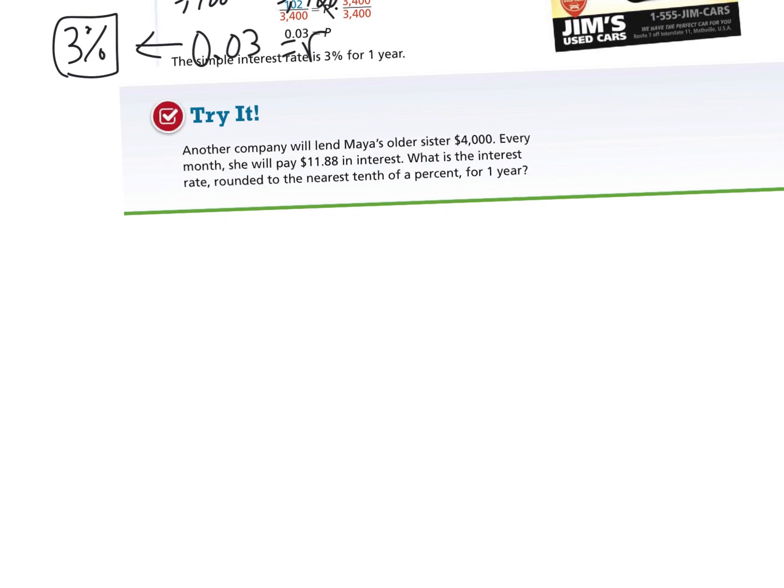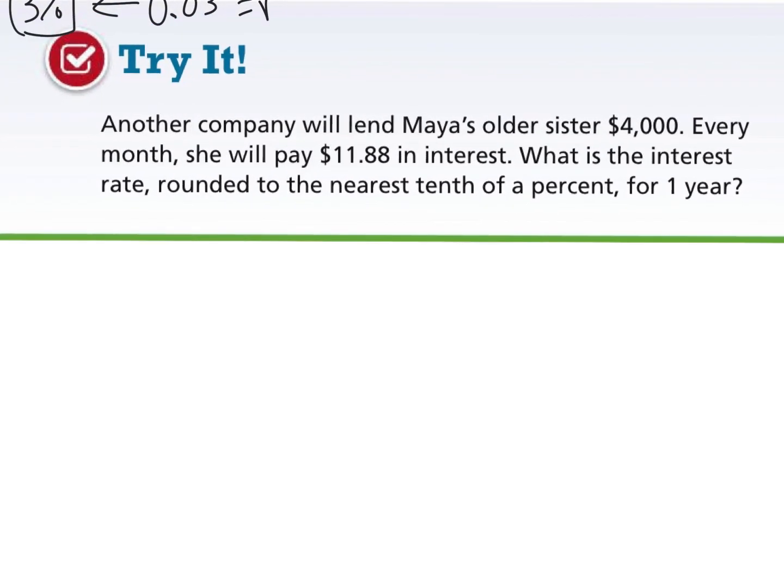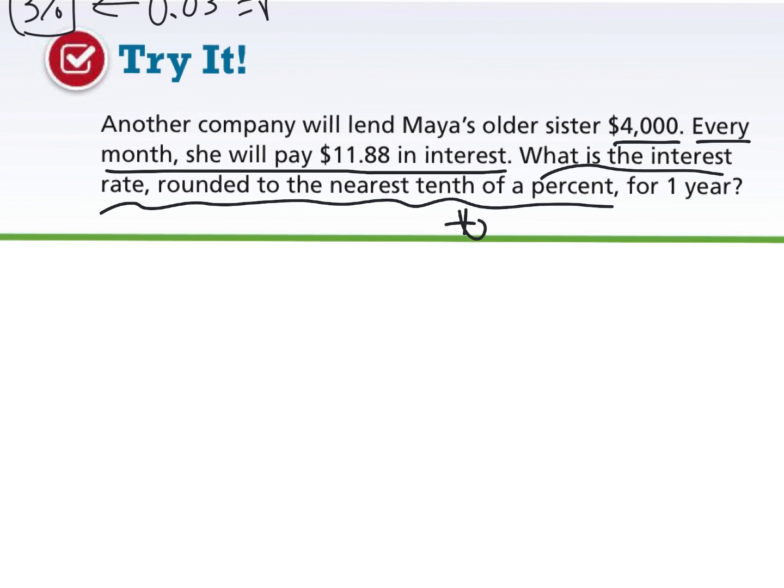If you look at the try it, another company will lend Maya's older sister $4,000. Every month she will pay $11.88 in interest. What is the interest rate rounded to the nearest 1/10 of a percent for 1 year? So this is very similar to the problem we just worked out. It's really identical other than the numbers being different.